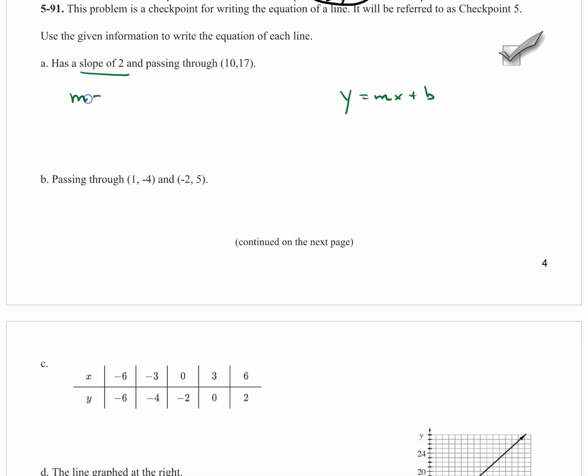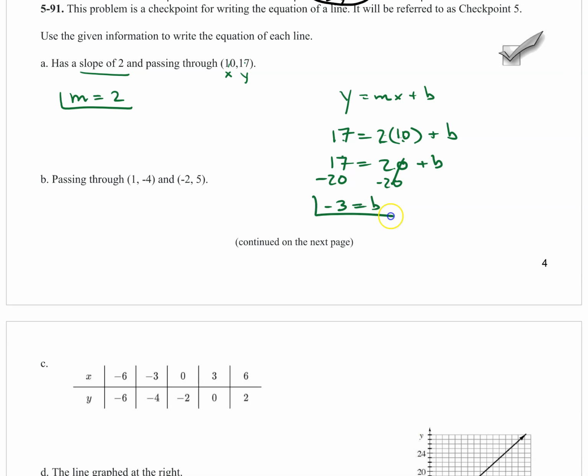A slope of 2, that's m equals 2. And then if we have a point, we have an x-coordinate and a y-coordinate. So let's take y and replace it with 17. 17 equals m, which is 2, times x, which is 10, plus b. So you plug in 3, leave b. 2 times 10 is 20. 17 minus 20 is negative 3. So b is negative 3. M is 2. B is negative 3. Answer: y equals 2x minus 3.